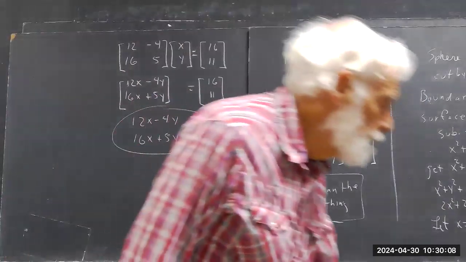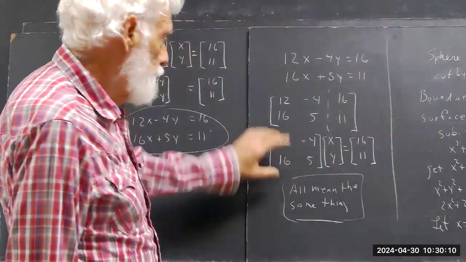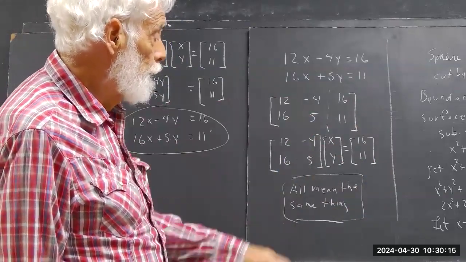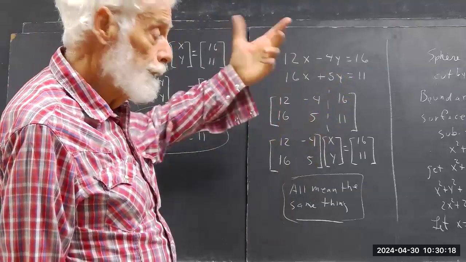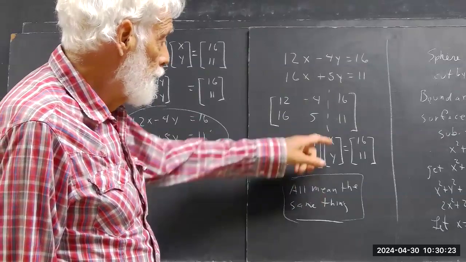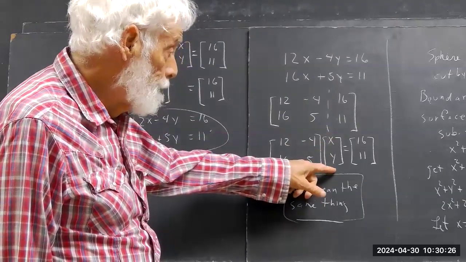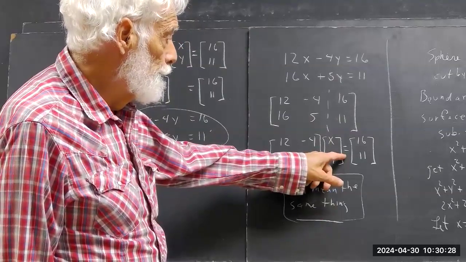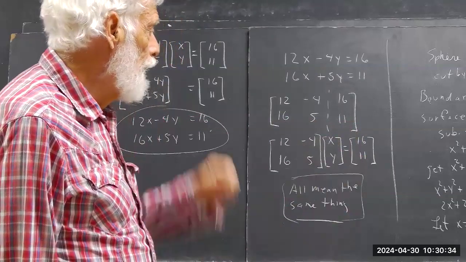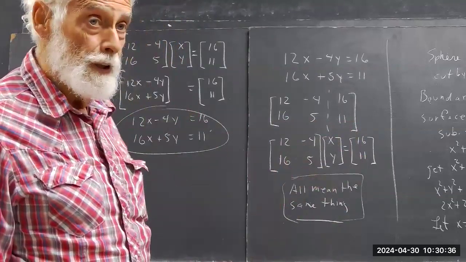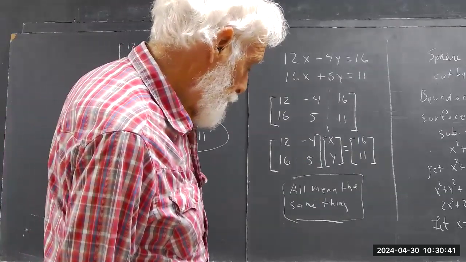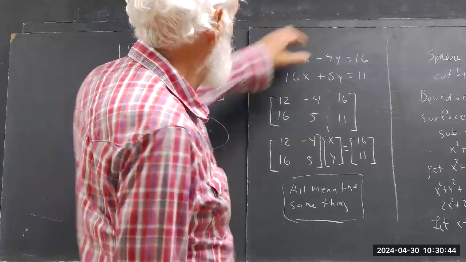If you ask it, put this equation in, just put some brackets there, put 12 comma -4, semicolon for the new line. You don't have to remember this. 16 comma 5, all inside the brackets. And then you do x semicolon y in brackets. And then equals, in brackets 16 semicolon 11 and ask it to solve that. It'll give you the solution, which is, what do I have?